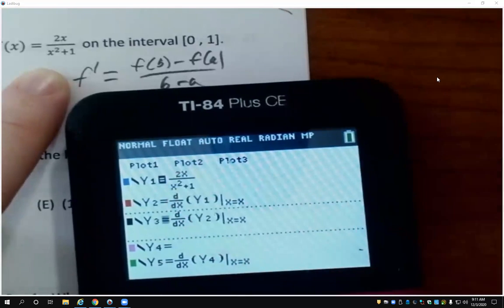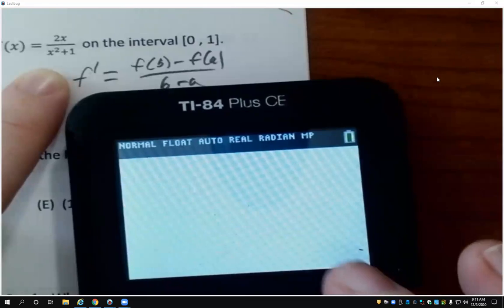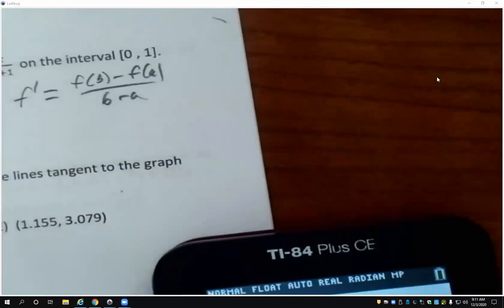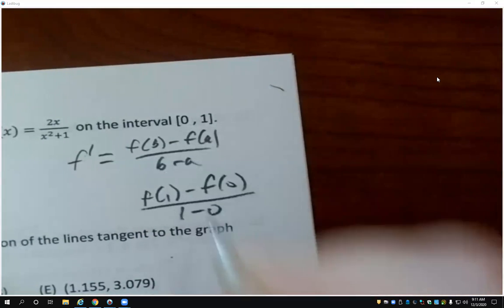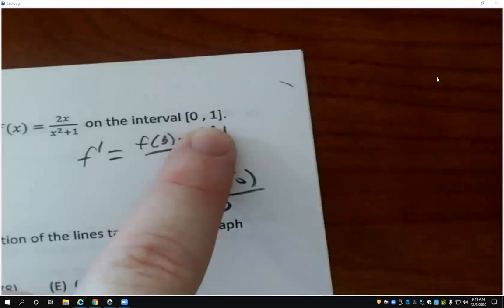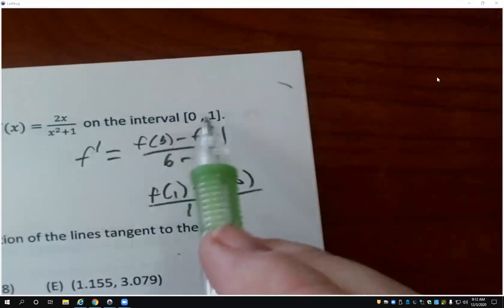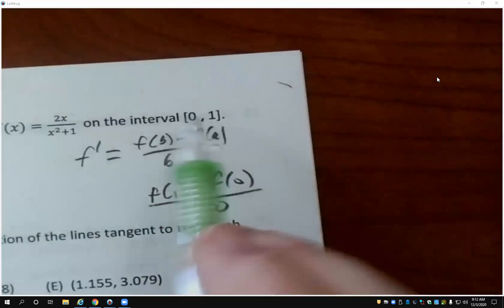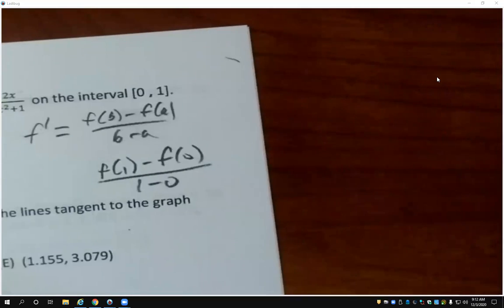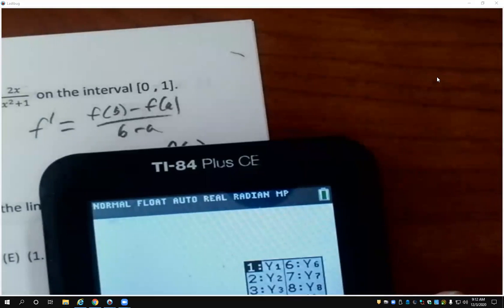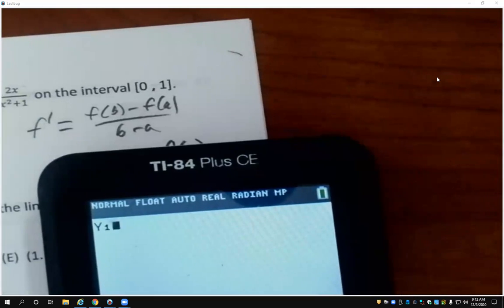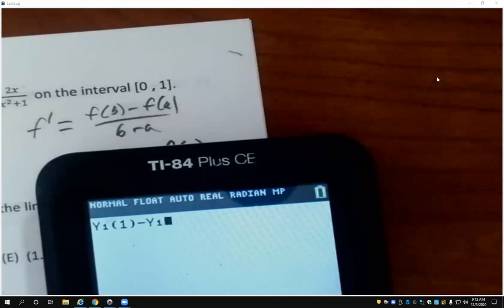Okay, that's my function. I'm going to go to my home screen first to find f of 1 minus f of 0 over 1 minus 0, because that's my interval. There's my a, there's my b. Again, you could do this in your head if you want. Plug a 1 in, plug a 0 in. But I'm just going to have the calculator do it. So I'm going to have it do alpha trace, pick y1 of 1 minus alpha trace, pick y1 of 0.